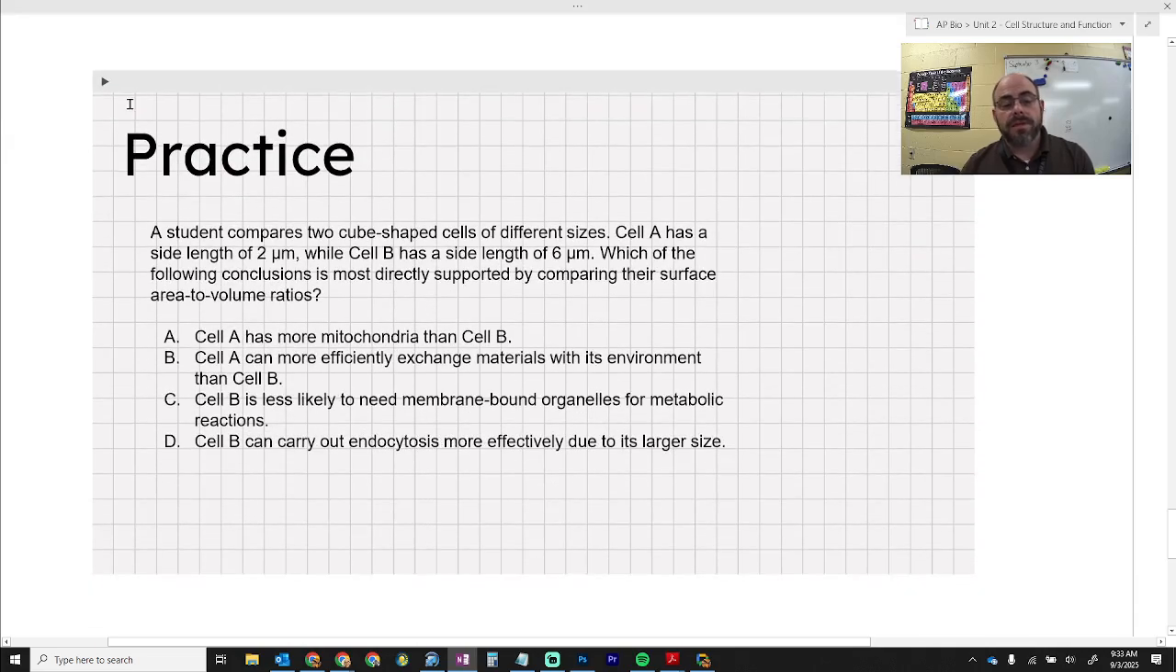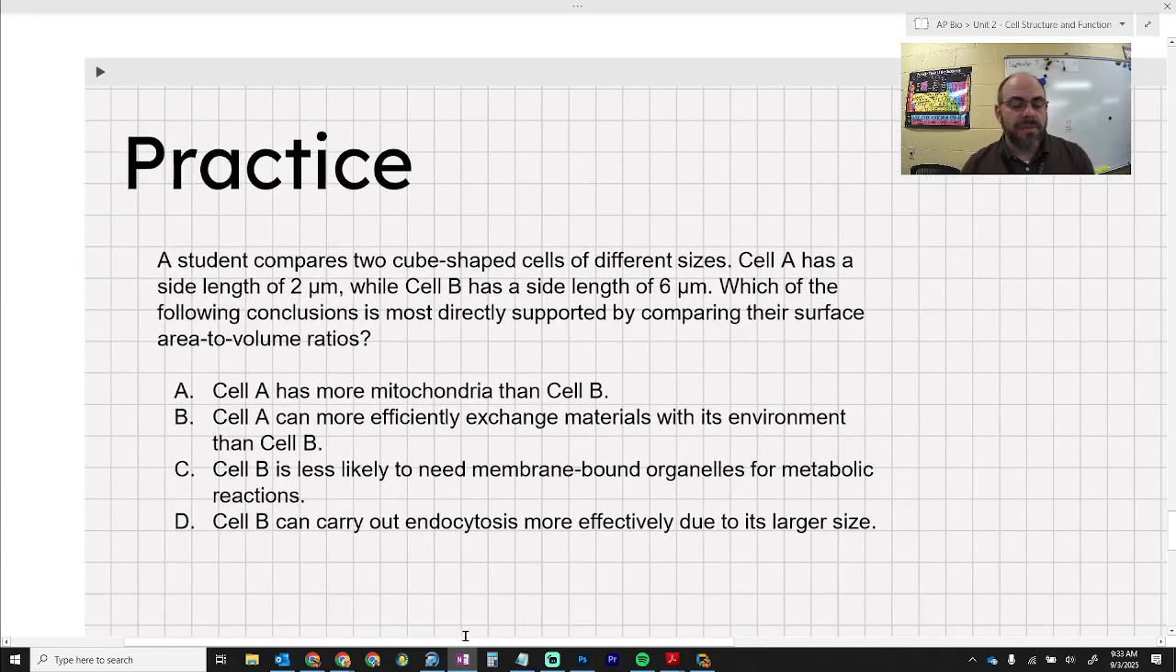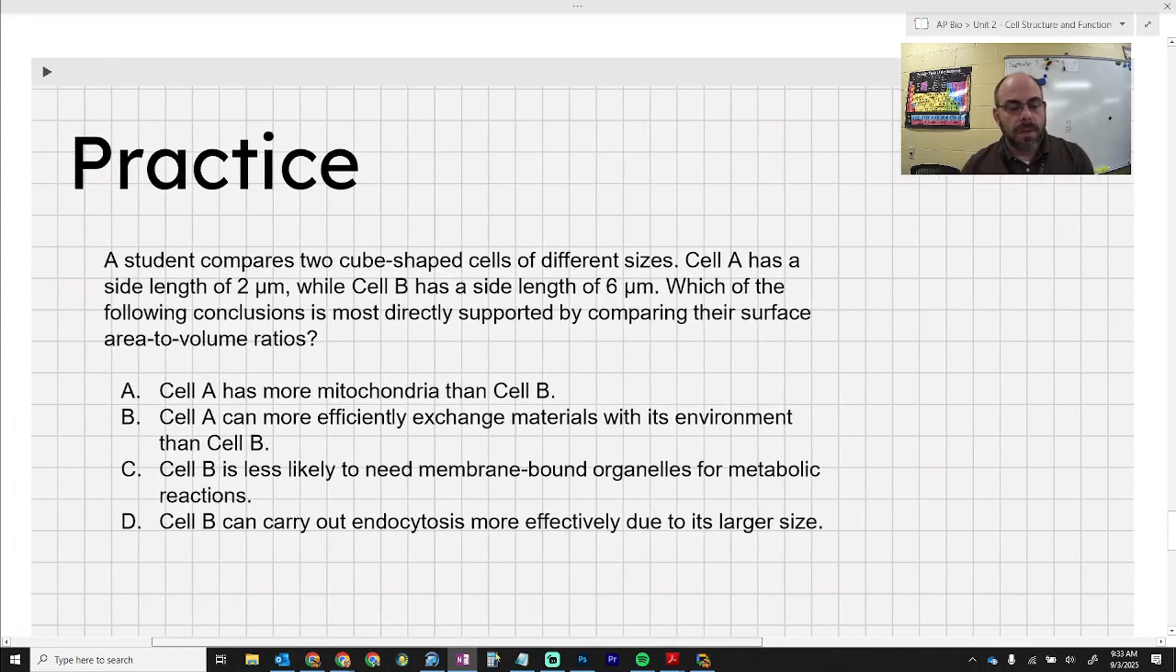So let's look at practice. This is the kind of problem that you'll see with this on the exam. A student compares two cube-shaped cells of different sizes. Cell A has a side length of 2, whereas cell B has a side length of 6. Which of the following conclusions is most directly supported by comparing their surface area to volume ratios? Before we go look at those, pause the video.